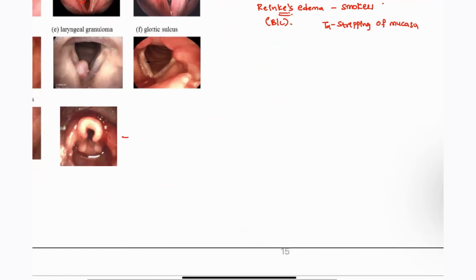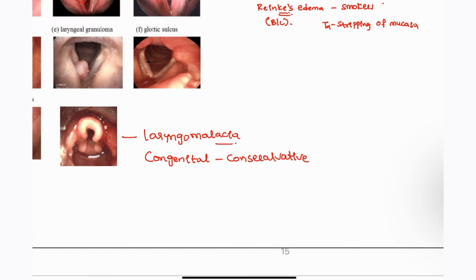Next, this condition, guys, is known as laryngomalacia. In patients suffering from laryngomalacia, what happens? Commonly this is a congenital condition. How is it treated, with surgery or conservatively? Most commonly it is treated conservatively. Why? Because laryngomalacia is a defect from birth only, but it is going to settle by 16 to 18 months. For that reason we treat it with conservative management only.